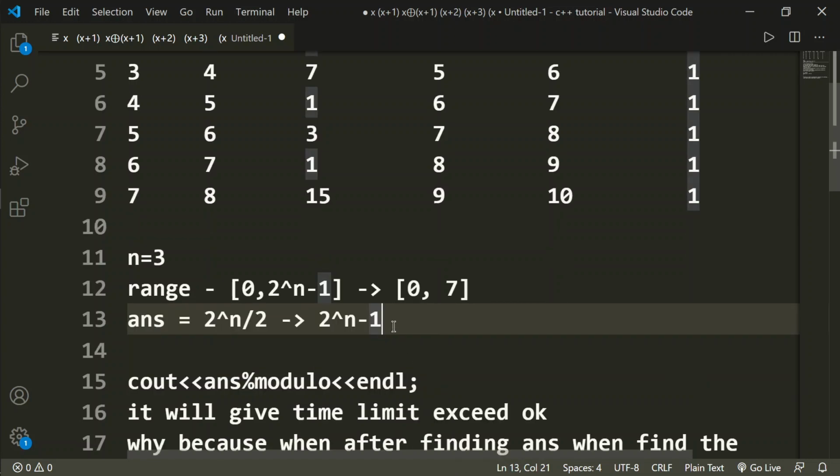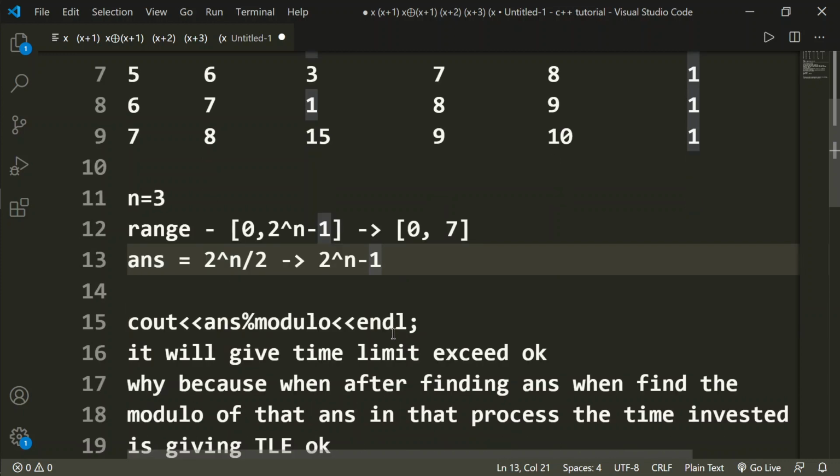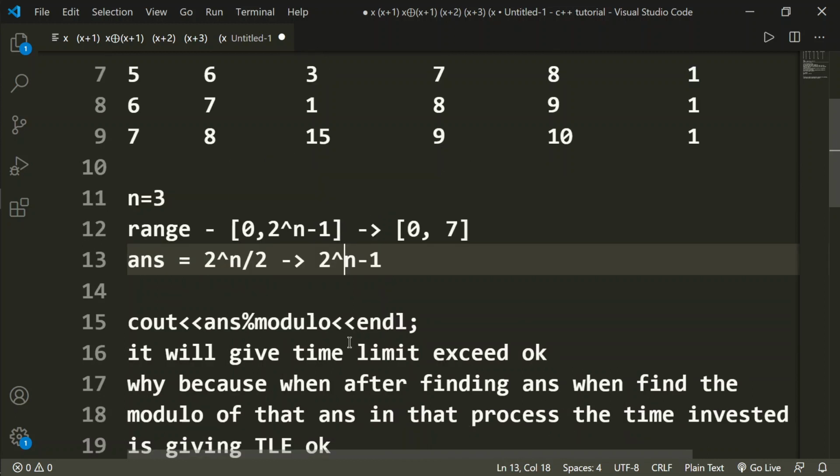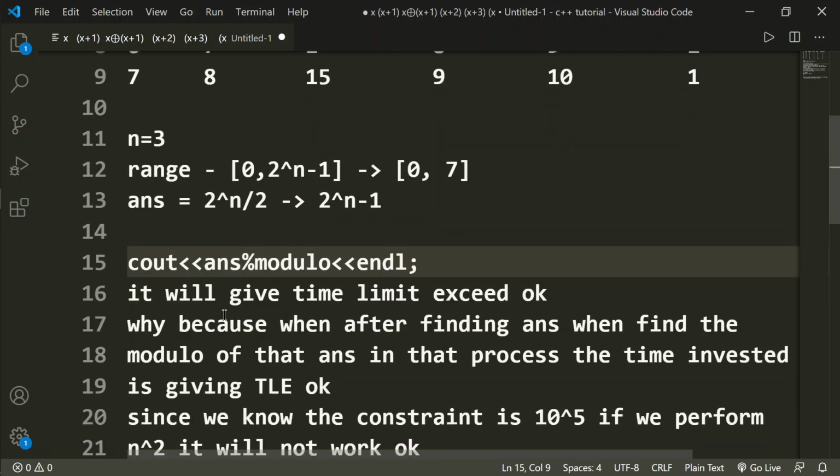But the problem is that if you simply submit the answer with 2 to the power n minus 1, then it is going to give you TLE. Why? Because the power function takes time to calculate. It calculates the power, then it takes the modulo. While calculating the power it takes n time, and while taking the modulo it takes n time, so total n into n time, n square time. You are definitely going to get time limit exceeded.